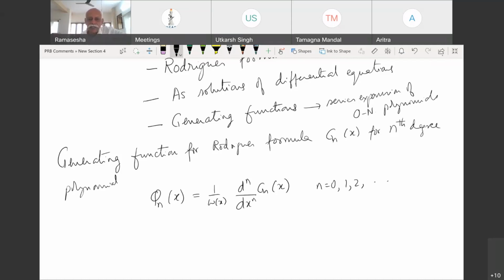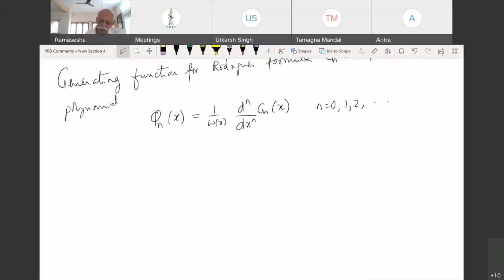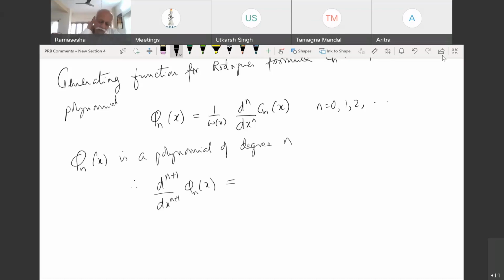Now, in order to get an equation for actually determining G_n(x), what you will see is P_n(x) is a polynomial of degree n. Therefore, d^(n+1) by dx^(n+1) of P_n(x) is equal to 0, right? Because if you take x to the power n and differentiate it n plus 1 times, it's going to give me 0. When you differentiate it n times, you get a constant, n factorial, and the differential of n factorial with respect to x is 0.